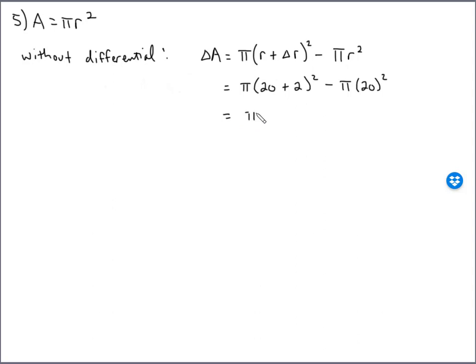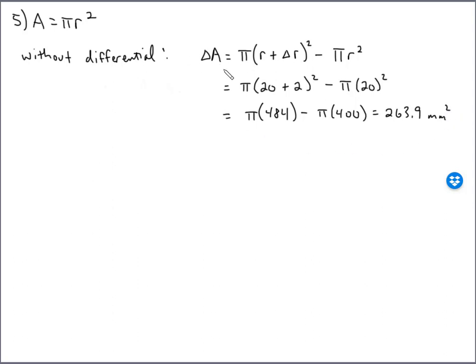That's going to be pi times 22 squared, which is 484, minus pi times 400, and that gives 263.9, and the units on this would be square millimeters.